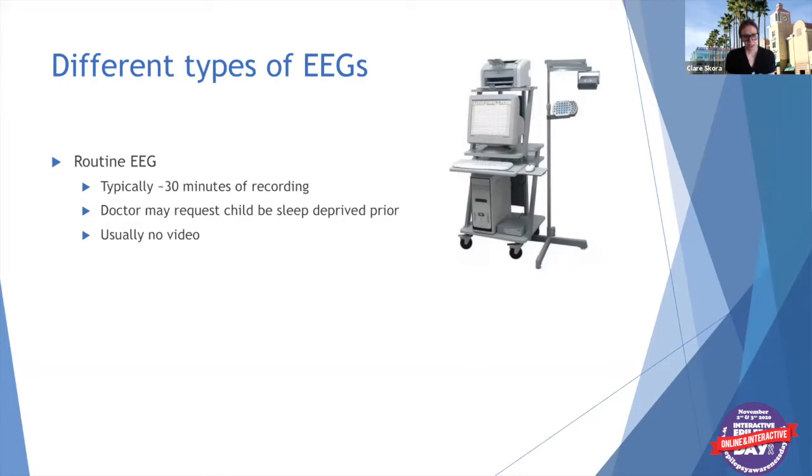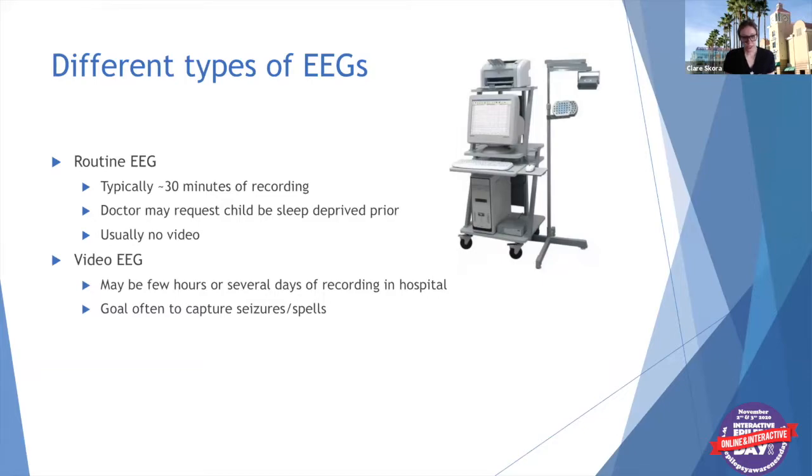Typically, these EEGs don't include video because it's a brief recording. Sometimes they do. But usually in the routine EEGs, the standard protocol is they will also, depending on the age of the child and ability to cooperate, do the hyperventilation and possibly the photic stimulation with strobe light.